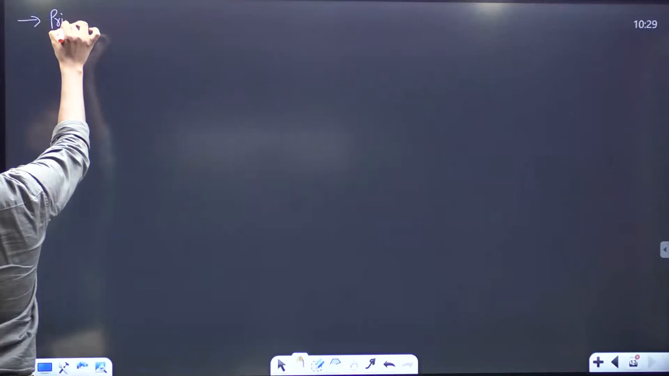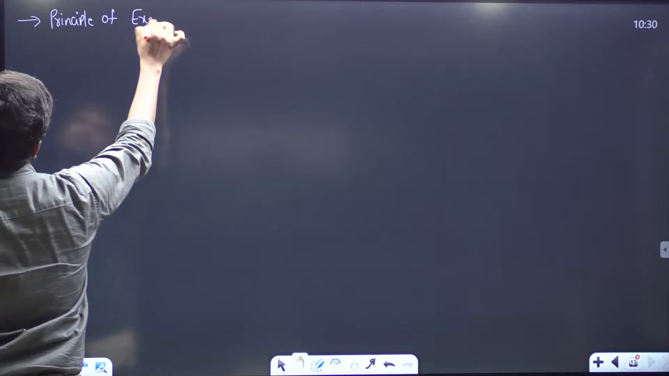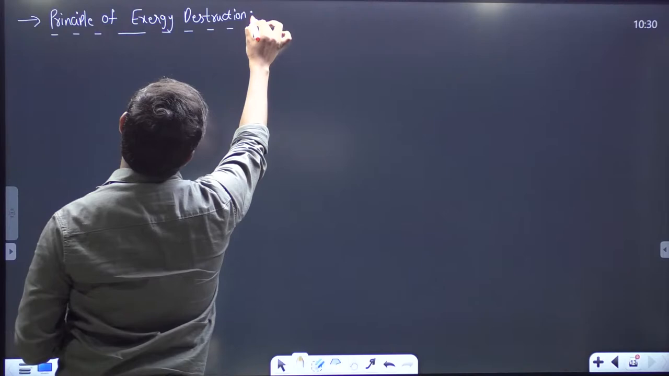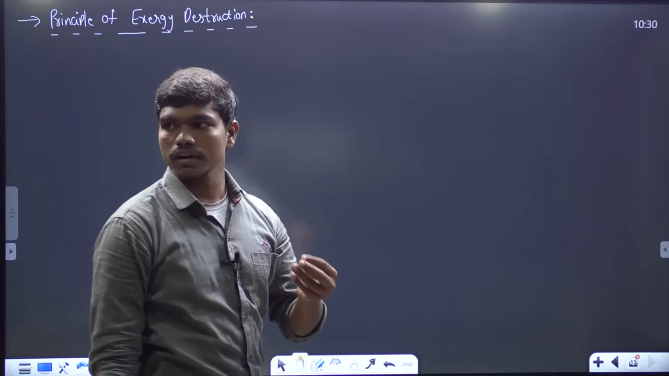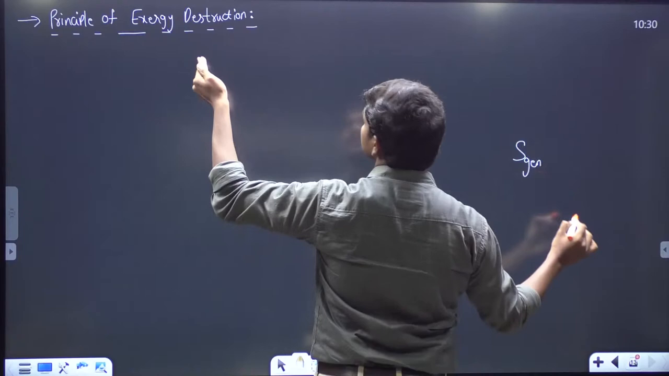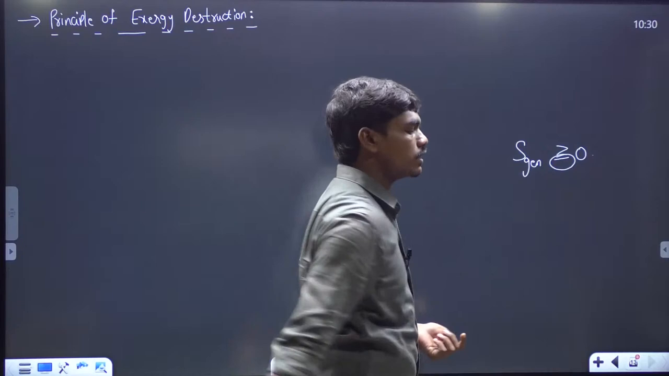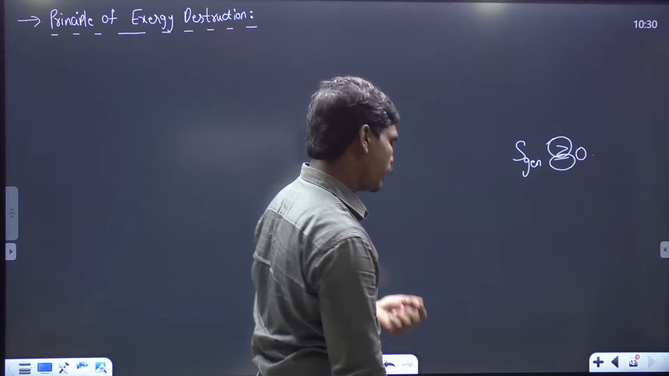Principle of exergy destruction, one of the very important principles. You know, entropy generation is always positive. We have seen something called the principle of entropy generation, and we got S generation is always greater than or equal to zero, which means the entropy generation of the universe is always greater than or equal to zero. When the process is reversible, this is equal to zero, of course. And when the process is irreversible, definitely there will be some entropy generation. We have seen this in the entropy chapter.